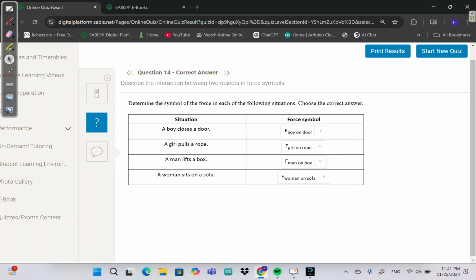Okay, this is also memorization of how to denote forces. If a boy closes a door, so it's F1. F1 is the boy, and door is basically the second object, so it's going to be F of boy on door. A girl pulls a rope, F of girl on rope, and so on. It's just something you need to memorize. Okay, next.